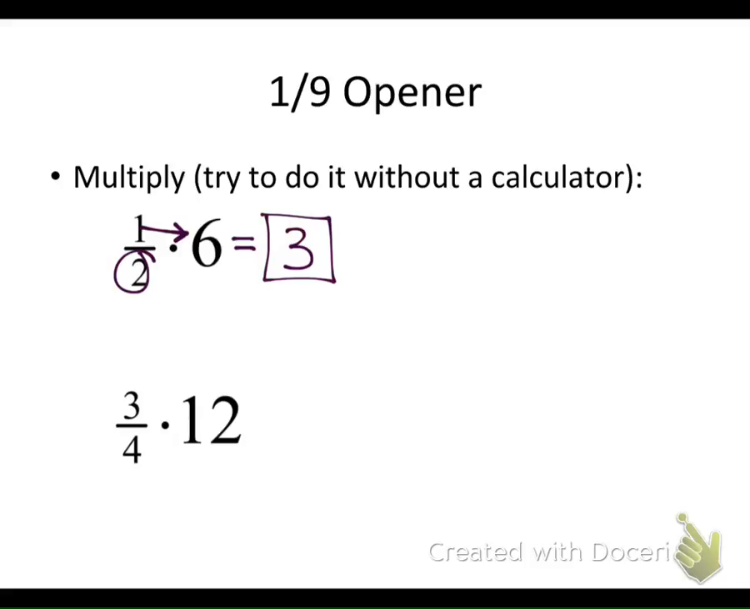So again, I have a fraction times a whole number. So I'm going to take 3 times 12 and get? 36. And then I'm going to take 36 divided by 4 and get? 9. Bam. There's your answer. Flip it over.